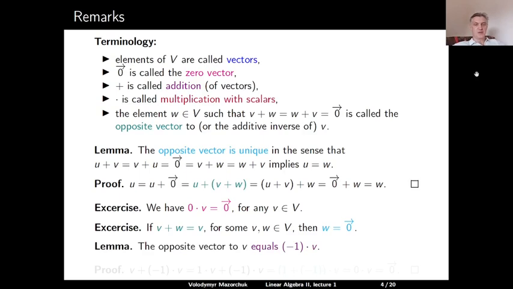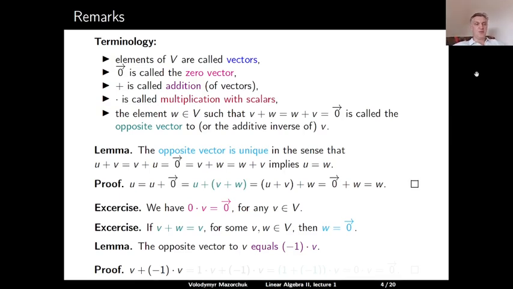The opposite vector to v equals -1 times v. To prove this, since we already know that the opposite vector is unique, and we also know that addition of vectors is commutative, we only need to check that if we add -1 times v to v, we will get the 0 vector.